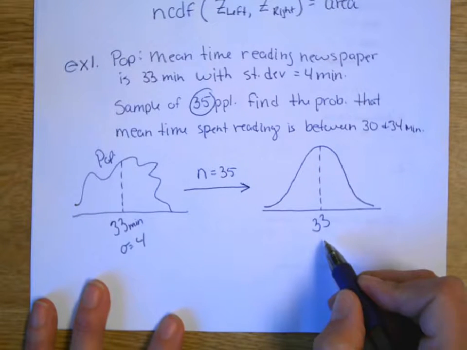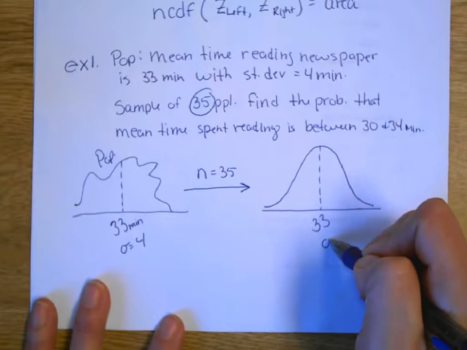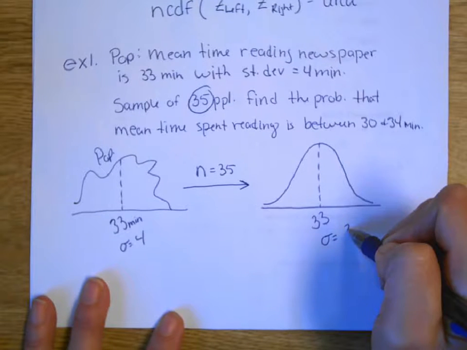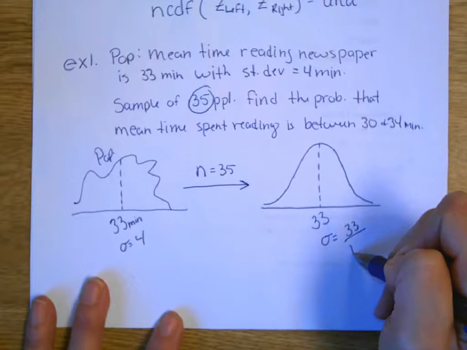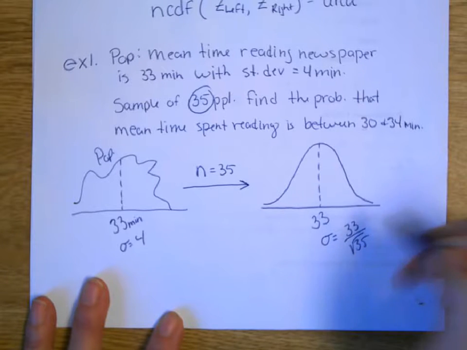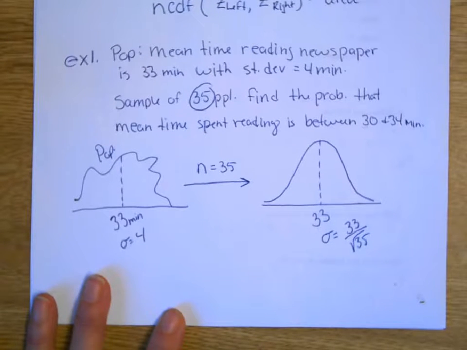How do I calculate the standard deviation here? What do I have to do? Divide it by the square root of 35. Yep, and we're just going to leave it like that, ugliness and all, right now. We're not going to do a decimal for it.